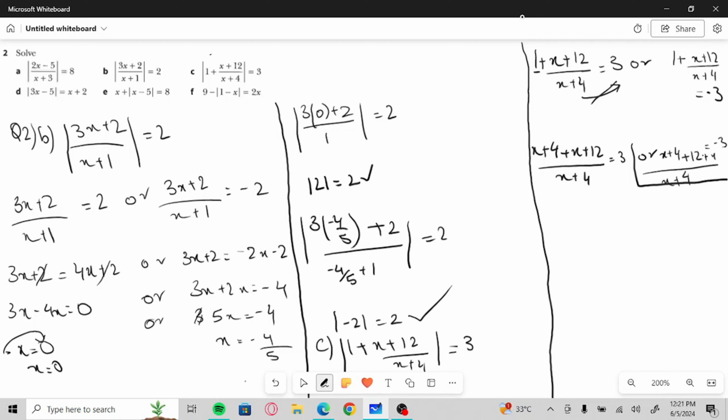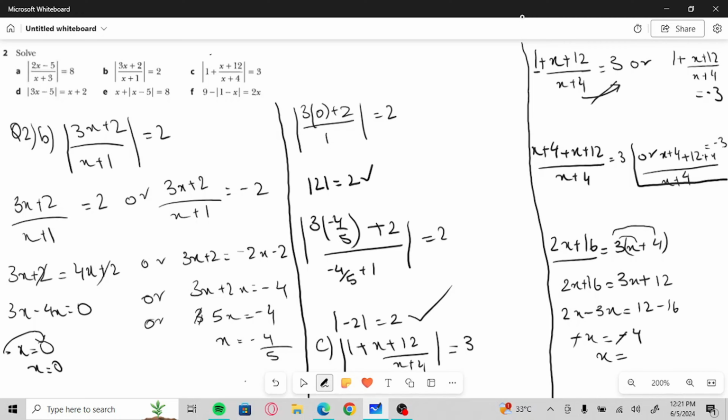You will say that x plus x equals 2x and 4 plus 12 is equal to 16. 2x plus 16 divided by x plus 4 is equal to 3, with x plus 4 in a bracket. You get 2x plus 16 is equal to 3 multiplied by x, which is 3x. The second we are going to multiply by 3 multiplied by 4, which is 12. 3x plus 12. And we will get 2x minus 3x is equal to 12 minus 16. So again, minus x should be equal to minus 4, and the negative signs will be cut off. x is equal to 4. We have one value of x which is equal to 4.